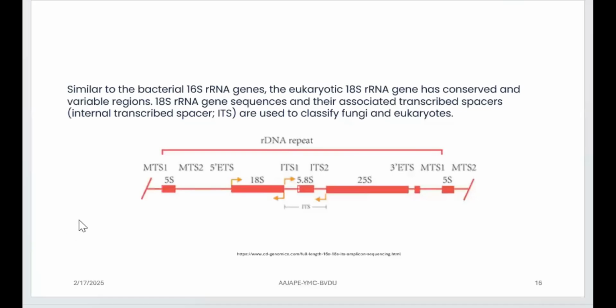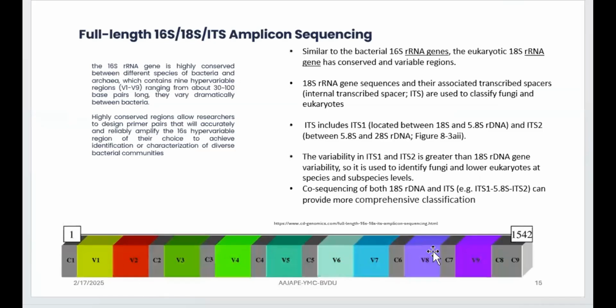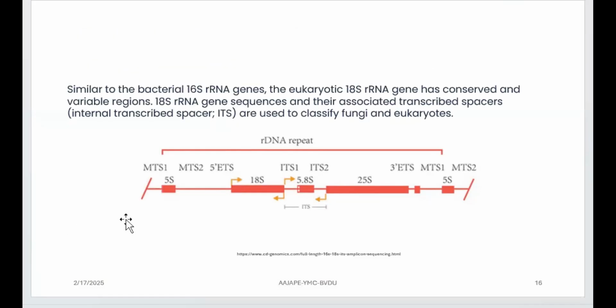Now here is similar to the bacterial 16S rDNA. So you have rDNA repeats. The eukaryotic 18S rRNA has conserved and variable regions, and that is how the sequence would look like. And further fractionation is shown here like that. All right. So what you have is ITS1, so 5S, 18S, 5.8S, 25S, and 5S. So in between you have the regions which are ITS regions, right?